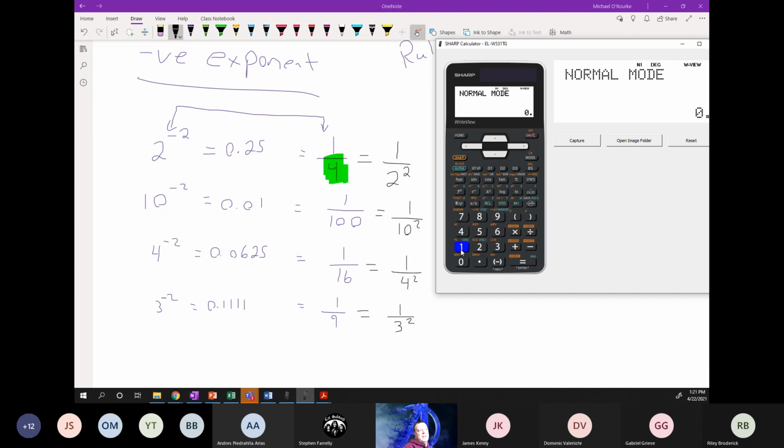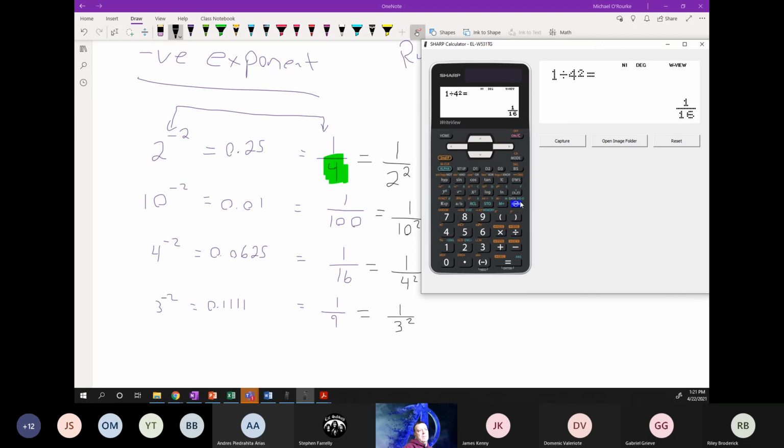So 1 over 10 squared is the same as saying 1 divided by 10 squared. That equals 1 over 100, right? 1 divided by 4 squared is 1 over 16. I could flip it and make it look like a decimal place as well.